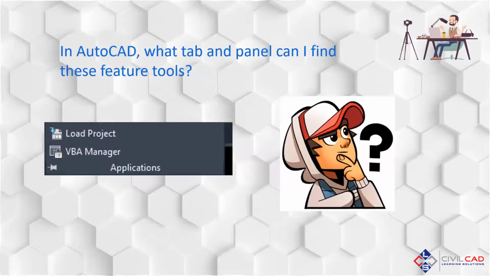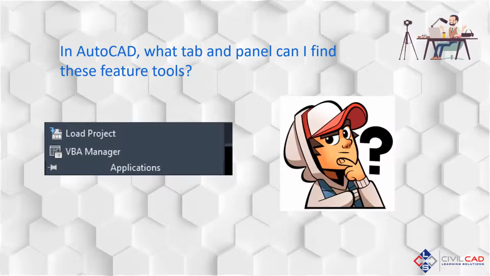All right, next one. In AutoCAD, what tab and panel can I find these feature tools? Who's loading a DVD? My computer doesn't even have a disk drive. Load, it's got the little DVD icon. Any guesses? Manage, Applications. There you go. And that is correct. There we go, Michelle.